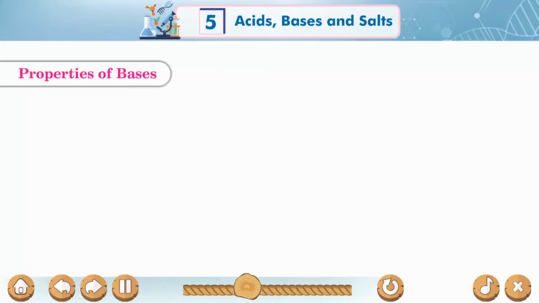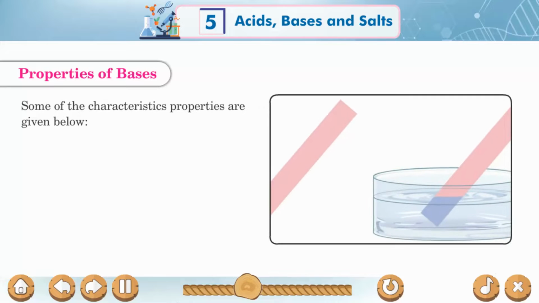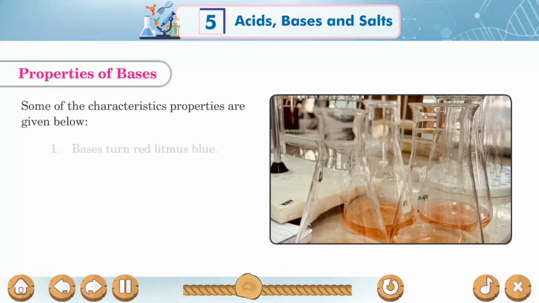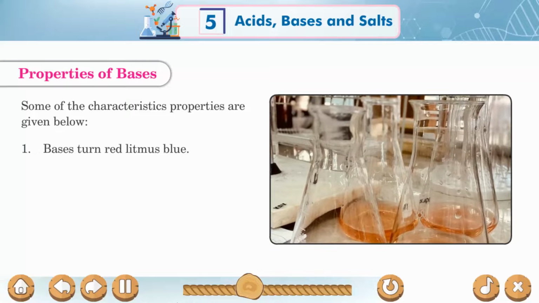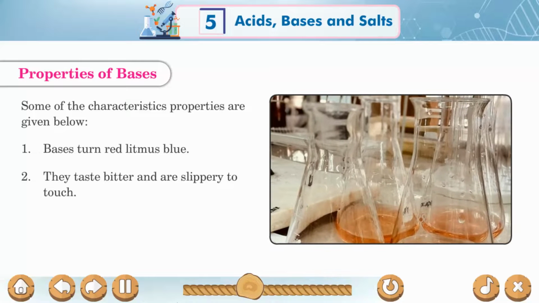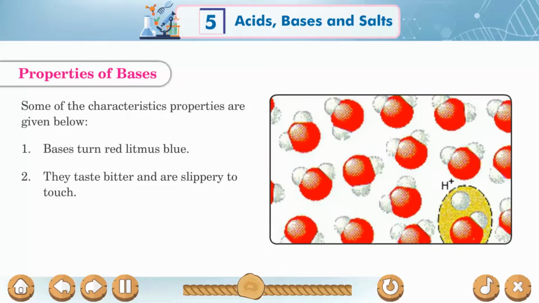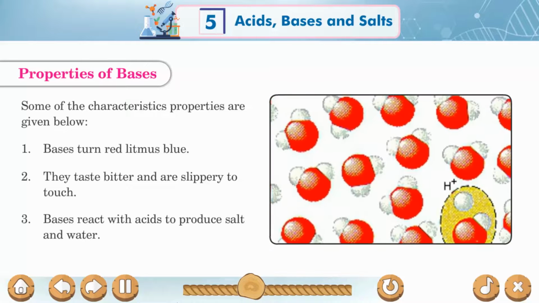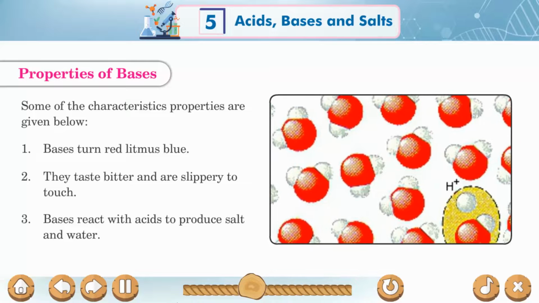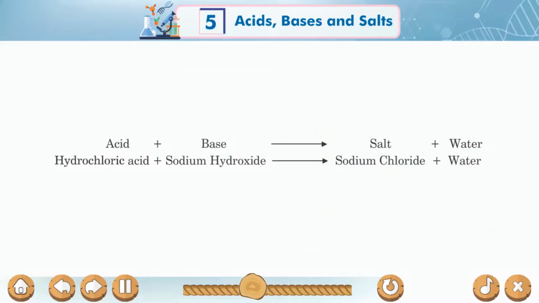Properties of bases. Some of the characteristic properties are given below. 1. Bases turn red litmus blue. 2. They taste bitter and are slippery to touch. 3. Bases react with acids to produce salt and water. Acid, hydrochloric acid, plus base, sodium hydroxide, gives salt, sodium chloride, plus water.